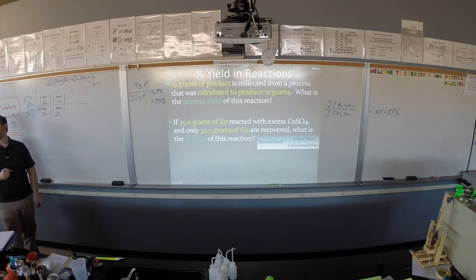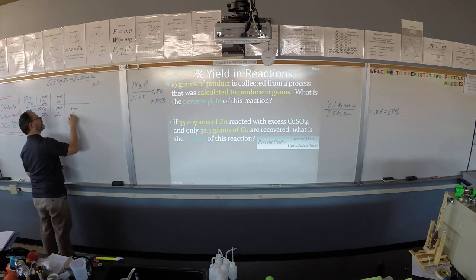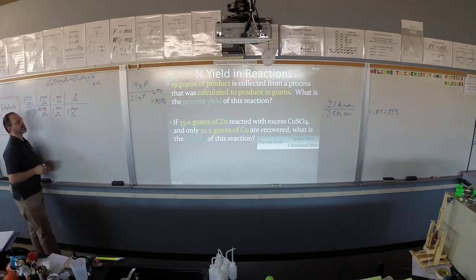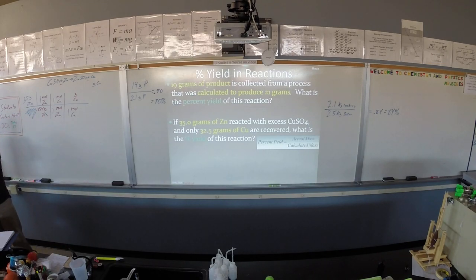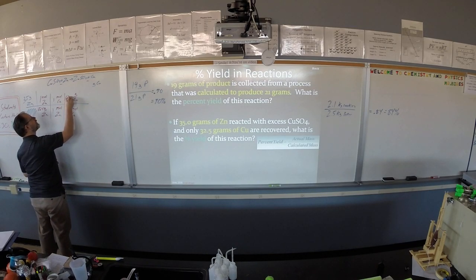Then what's my next move? Moles to grams. Yeah, I bring down my moles of copper and convert it to grams of copper. And for those who might not be where everybody else is, where does a mole to gram conversion come from? Molar mass from the periodic table. Cool. So what is the molar mass of copper? 63.5? All right, if you say so.